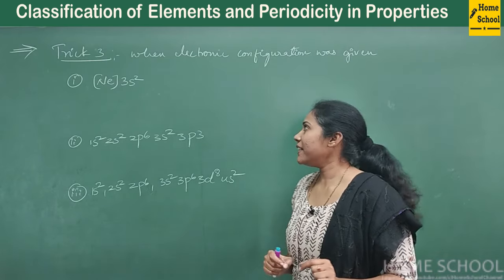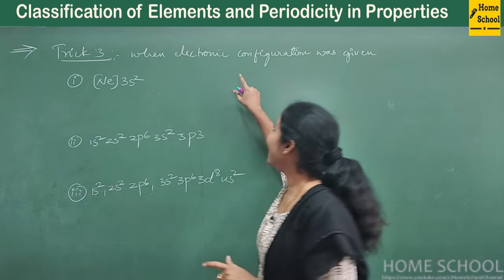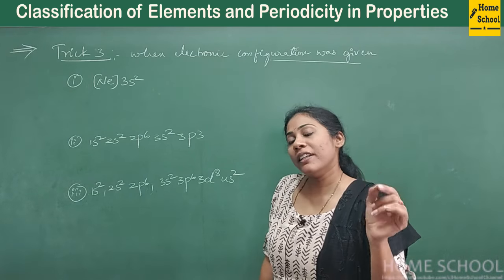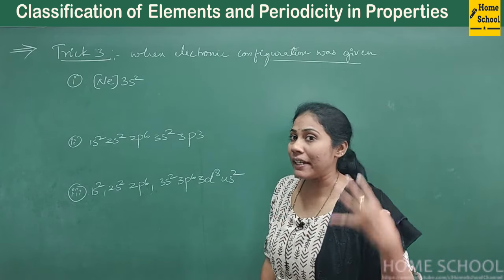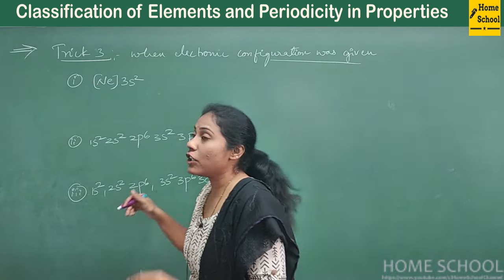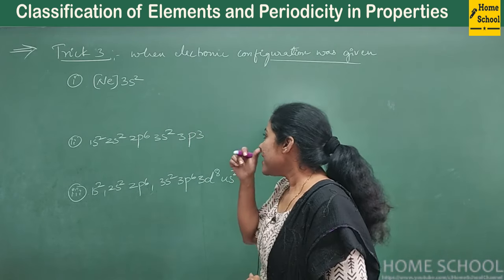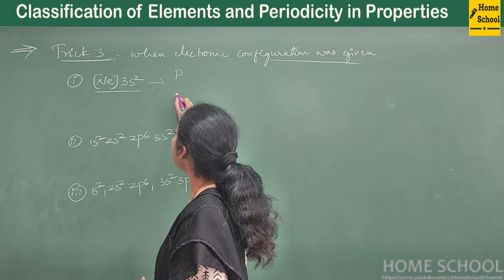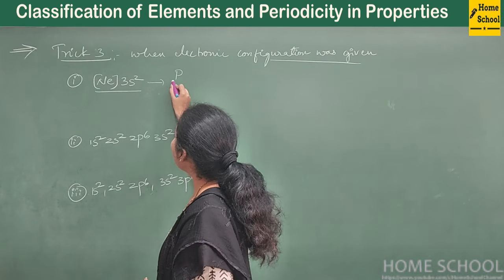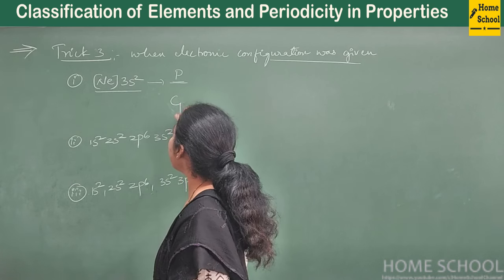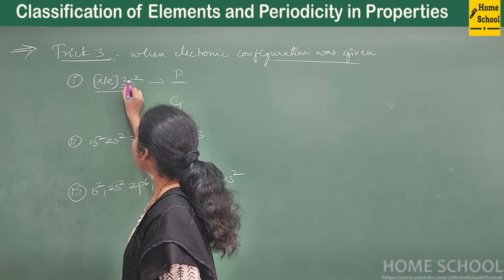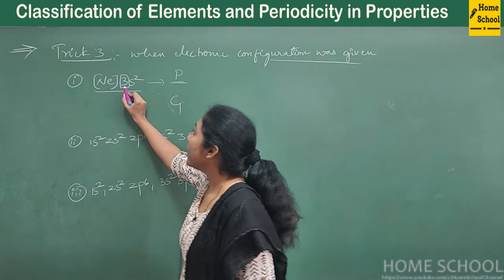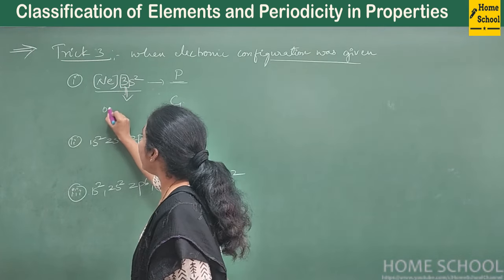Observe trick number 3, guys. It can be used when the electronic configuration of an element is given. Okay. So trick number 1 and trick number 2 we used when the atomic number was given, right? But here the electronic configuration is given. Say this is the electronic configuration of some element. You have to identify its period number and group number. To identify the period number is very easy, guys. You just see the last shell number. Okay, so here the last shell is the third shell.